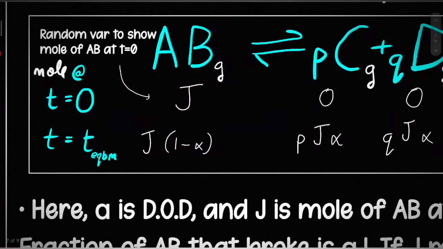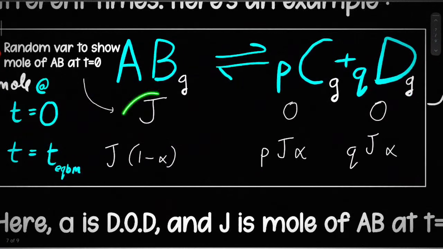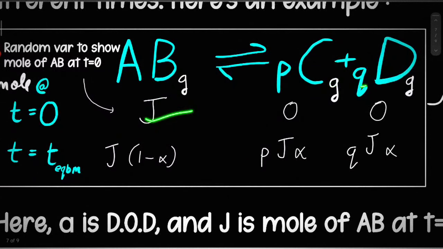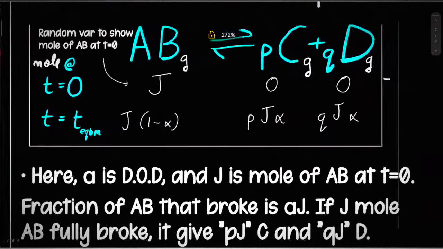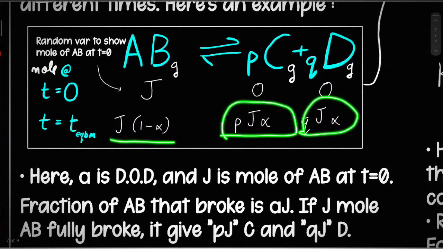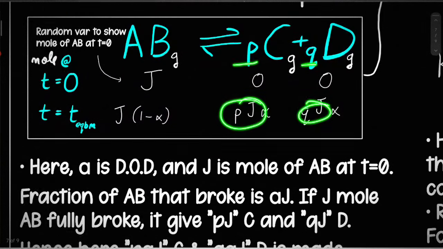And let's just say that this is J minus J alpha. Now you see where I'm going with this. This is the part that broke off. Alpha J is the part that broke off and alpha is the fraction. So if I take J common, it will look like this. If J was fully broken, it would make PJ of C and QJ of D. I have chosen very unconventional variables. Basically, PJ alpha of C is made and QJ alpha of D is made because J alpha of AB has broken. Following the stoichiometry of the reaction, this is how much C and D have formed.